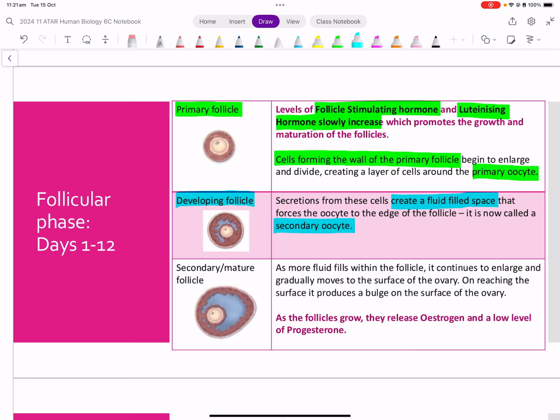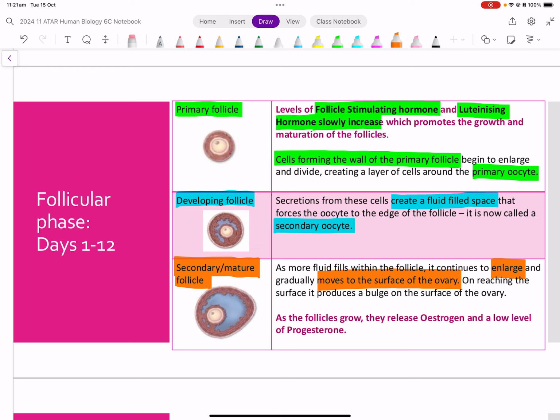Now, as the follicle continues to develop, eventually it reaches a stage known as either a secondary, a mature, or a Graafian follicle. And this occurs when that fluid continues to fill, and as a consequence, the follicle continues to enlarge. And what it does is it moves to the surface of the ovary. Now, when it gets to the surface of the ovary, it begins to form a bulge. Think of it like a mole on your skin. It begins to poke through the center of the skin, and in this case, the center of the ovary.